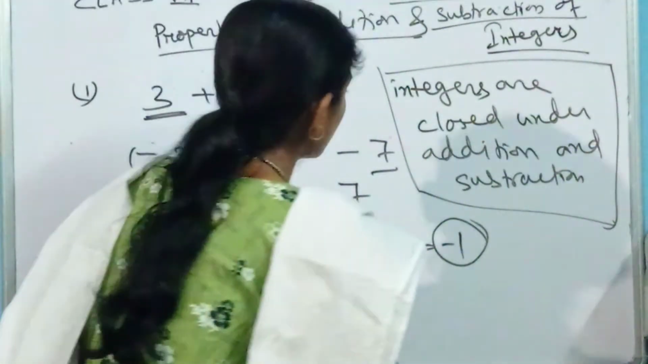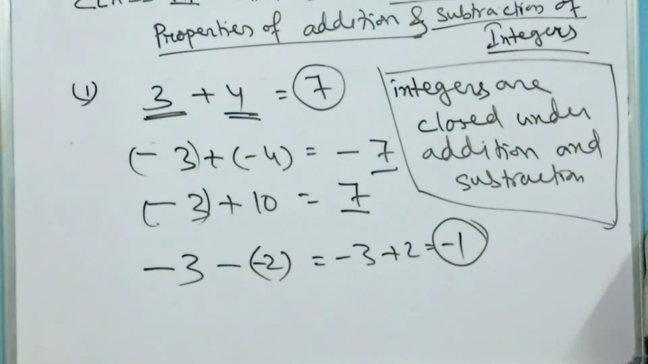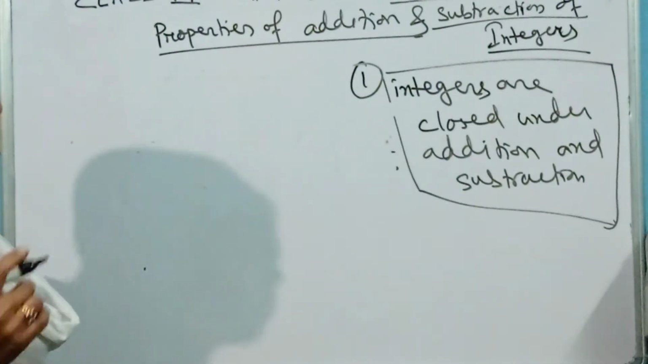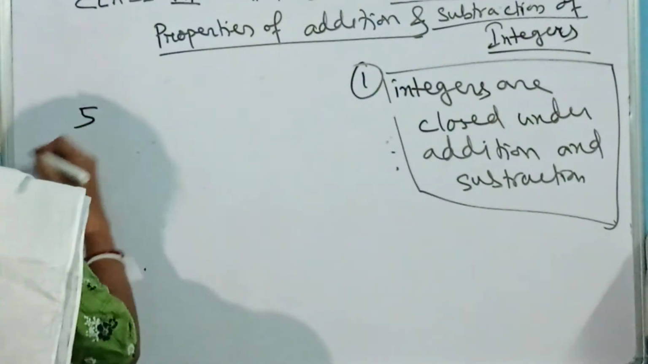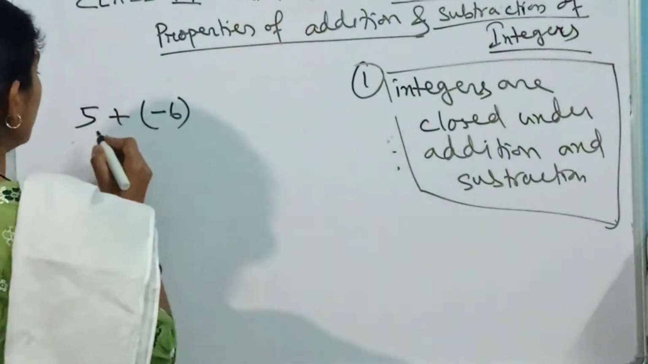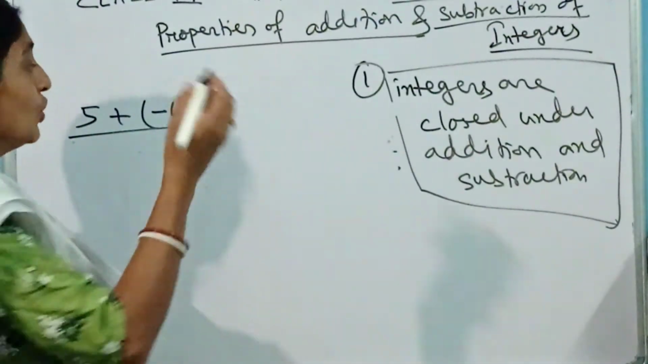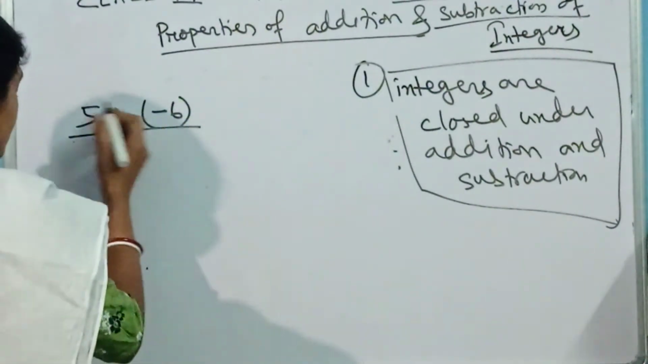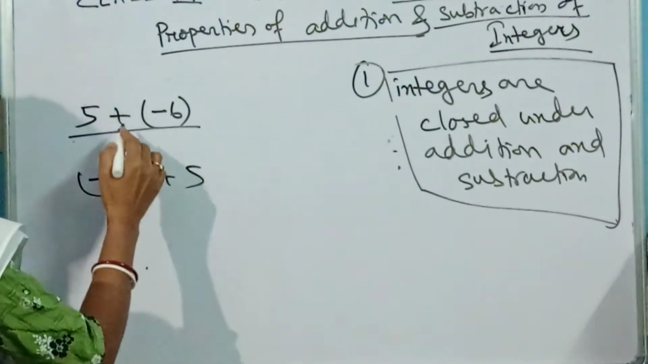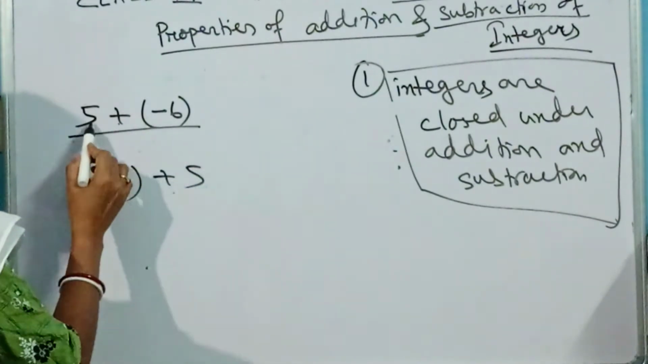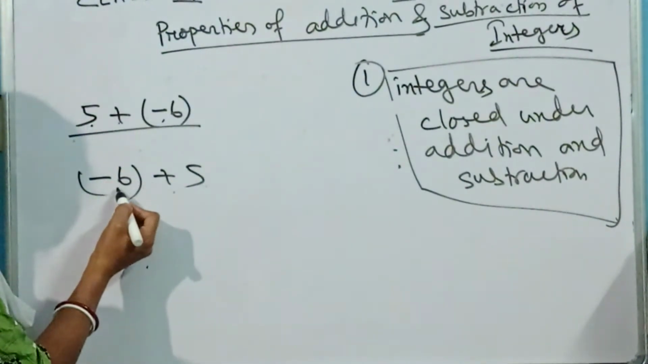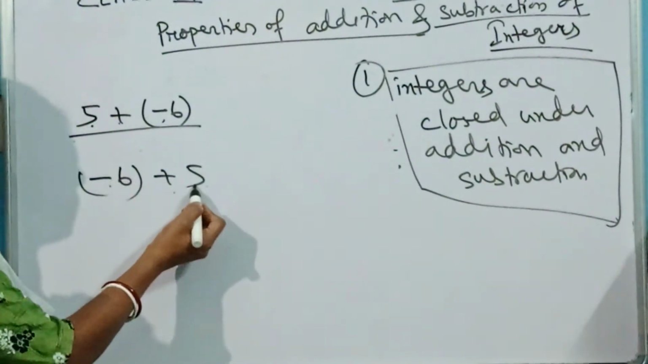Okay, come to the next property. Here in this next property, for explaining, I am taking one example. Let me take 5 and I am adding minus 6 with this one. Now if I am changing the sequence of these two, what will happen? In the second case, I am just changing the arrangement of these numbers. In both the cases I have added them. First one was 5 and second one was minus 6, but in the second case I have changed their order. First one I have taken minus 6 and second one I have taken 5.